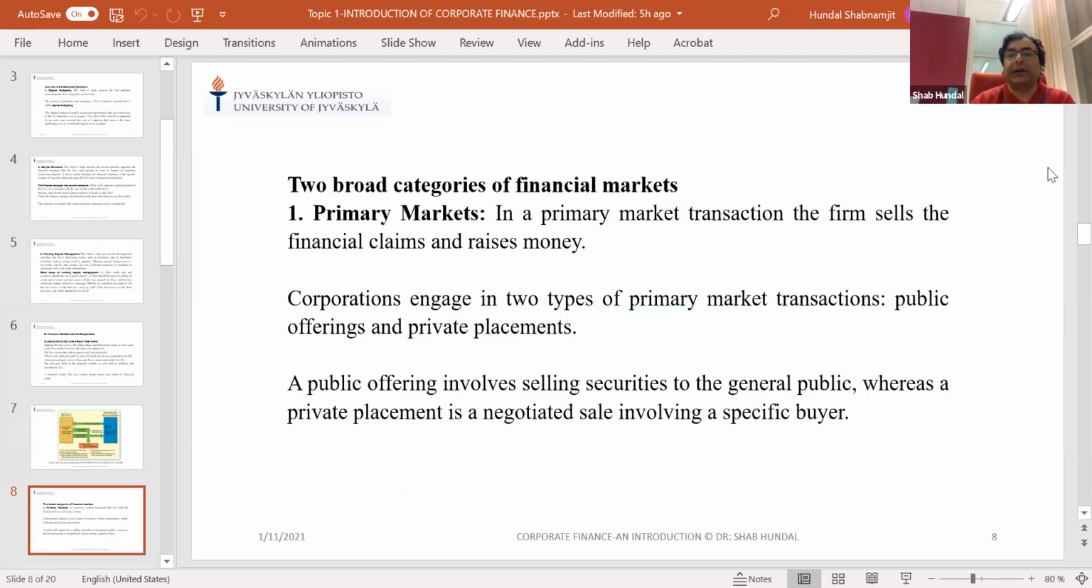Then also we have two broad categories of financial markets. These are the primary market and the secondary market, but first we'll discuss the primary markets. In the primary market, the firm is selling its financial claims. And those claims, again, are of two types. They are the debt and the equity. And that claim is basically used to raise the finances, the money.